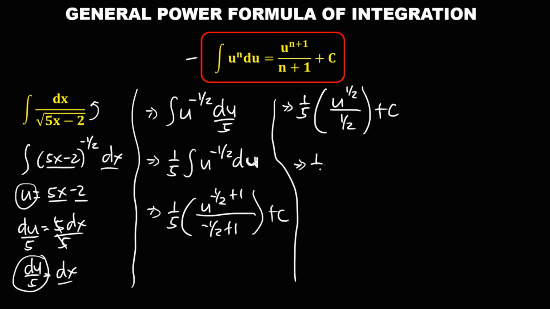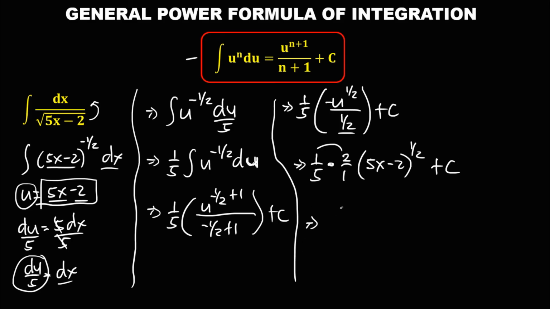And then we have 1 over 5 times the reciprocal. So the reciprocal of 1 half is 2 over 1, then times u. So u is 5x minus 2. So this is 5x minus 2 to the power 1 half, then plus c. And for the final answer, multiply, that's 2 over 5 times the quantity 5x minus 2 to the power 1 half, plus c.